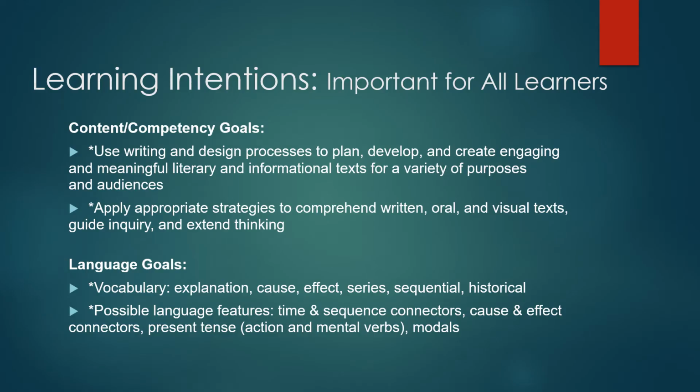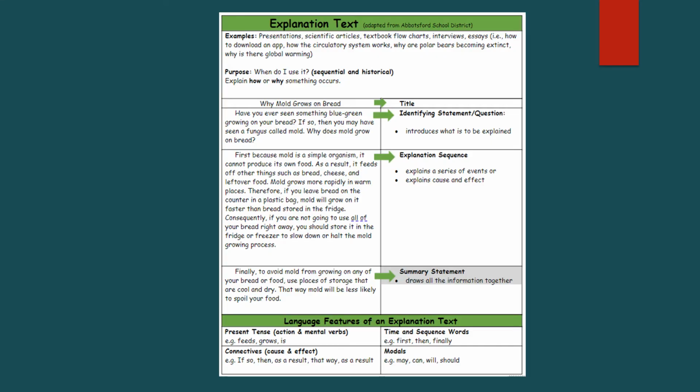Before beginning your work with explanation text, it is important to go through your learning intentions with your students. For English language learners in particular, we divide them into two categories: content or competency goals and language goals. Using the I do, we do, you do model of instruction, you can now deconstruct this text with your students.